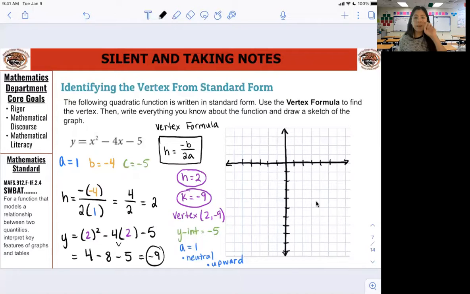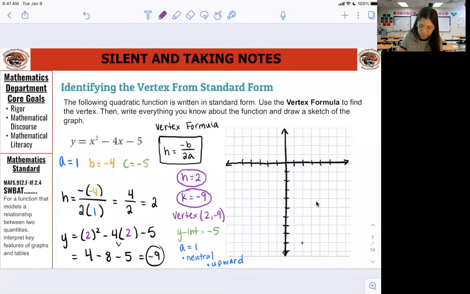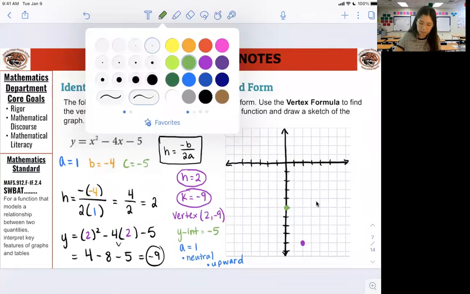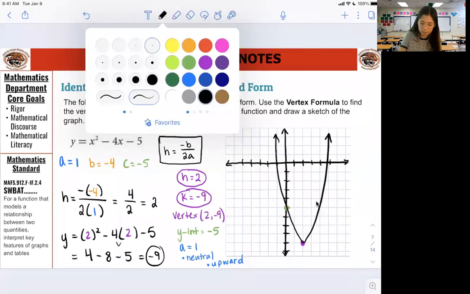Okay, here we go. Putting everything in, the vertex is at 2, -9. The y-intercept is -5. 1, 2, 3, 4, 5. It's neutral, facing upwards. Up we go on one side, and up I go on the other side. Oh, I could do better than that. There we go. So that's where we are. That's what my graph looks like.